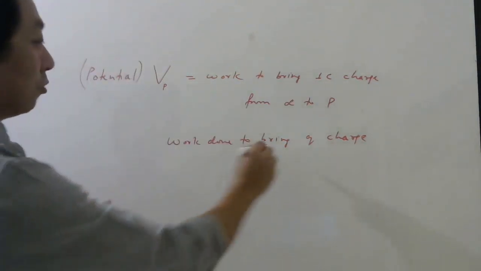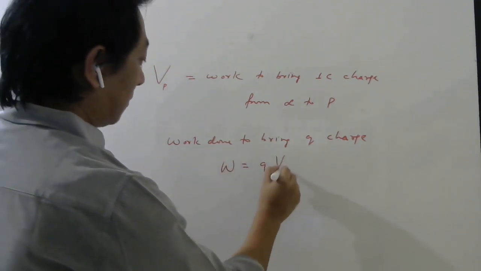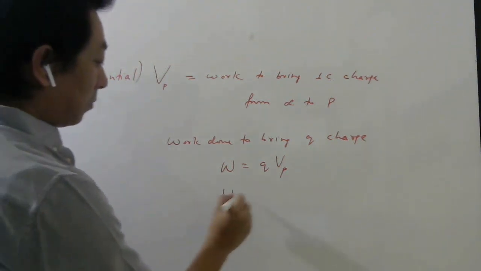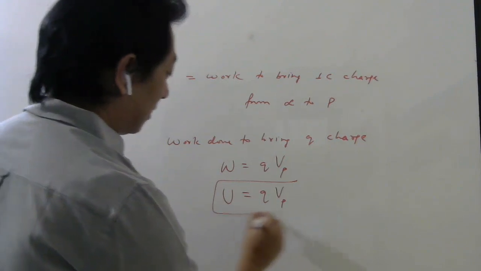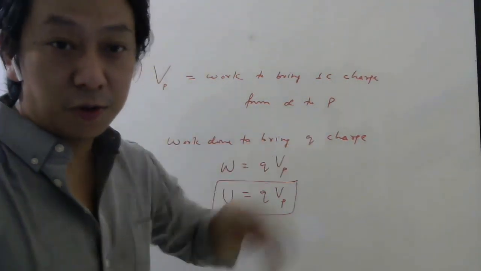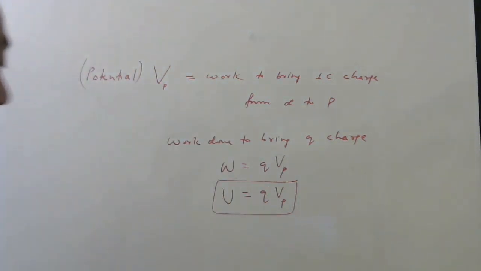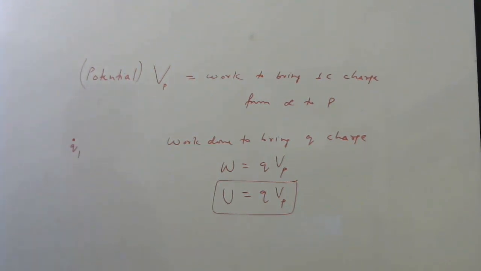What will be the work done to bring q coulomb charge? That will be q into V. And this work done from infinity to P is what we say is the potential energy of this charge in the field. In the field means at that point, because that point should be in the field of which charge? Source charge.